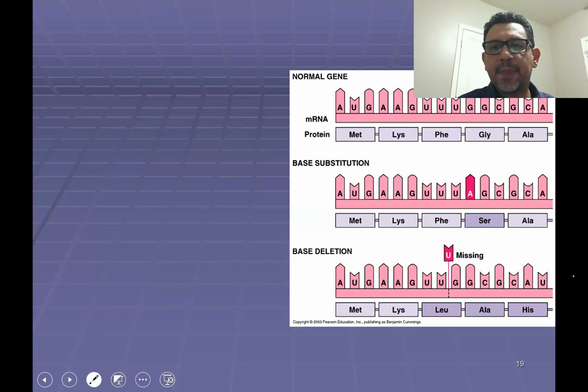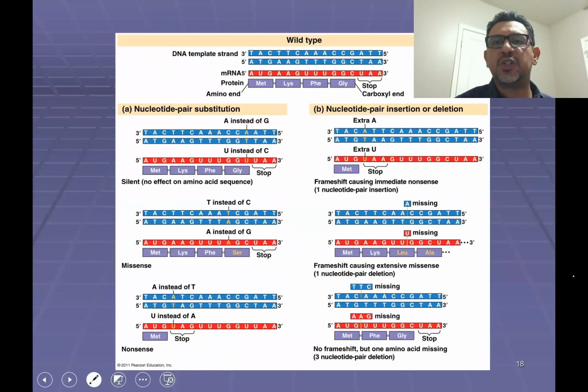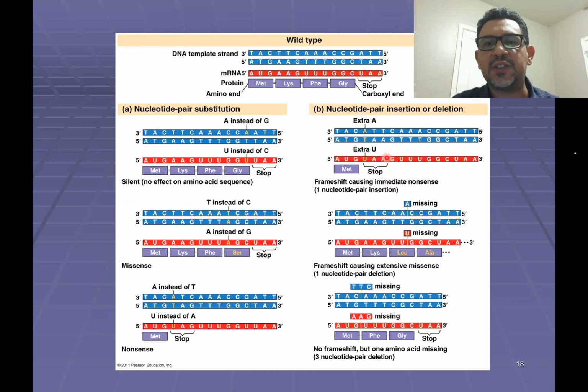So if I go back to a previous illustration, you can see what happens when a base is inserted or deleted. In this case, there's an extra U that is added. This is a base insertion, and this moves up all of the other bases, changing the reading frame for the codons, and in this case is calling for the termination of the assembly of the polypeptide. There is a premature stop codon, and as we learned before, this is called a nonsense. In the description, the effect is an immediate nonsense, and this will be a polypeptide that will not be able to function.